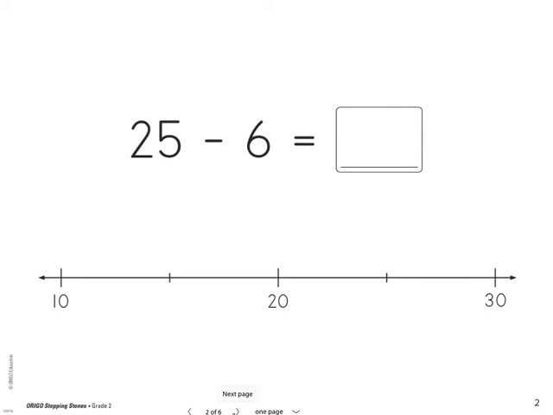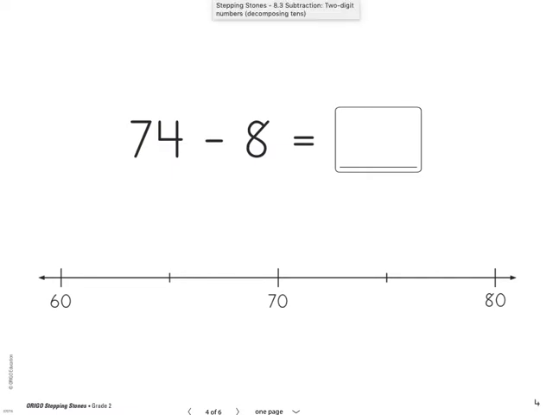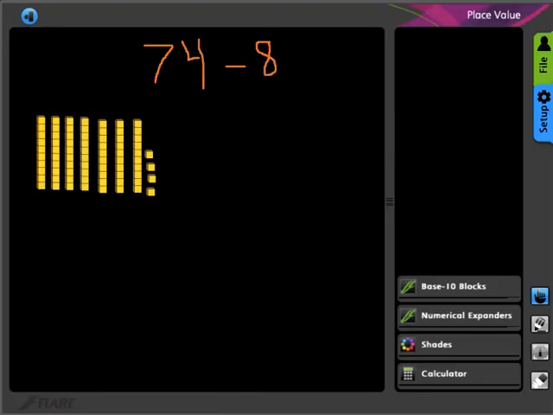So now let's use blocks to solve another one. Let's do 74 take away 8. These are not as friendly numbers, right? We're going to have to use one of our strategies to be able to solve 74 take away 8. Let's try the first one with blocks. So I have my 7 10s, my 4 1s, and not enough 1s to easily take away our 8 right now. We're going to have to do some trading.